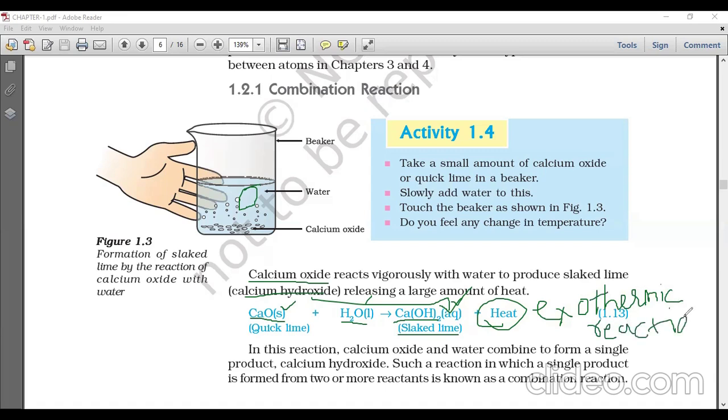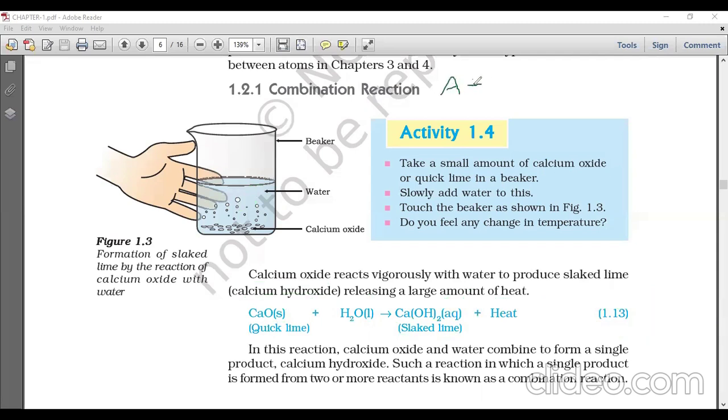Now if you observe carefully, we are talking about combination reaction, right? What is the definition of a combination reaction? When two or more elements or products combine to give you a single product. Now you observe here calcium and oxygen.